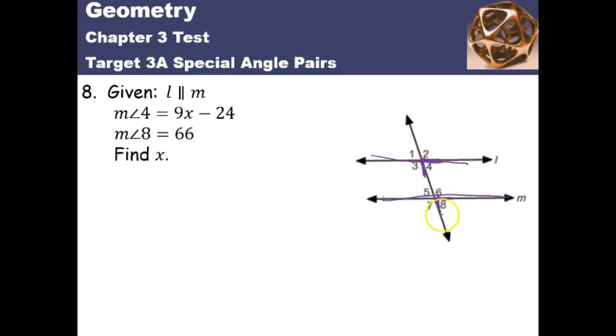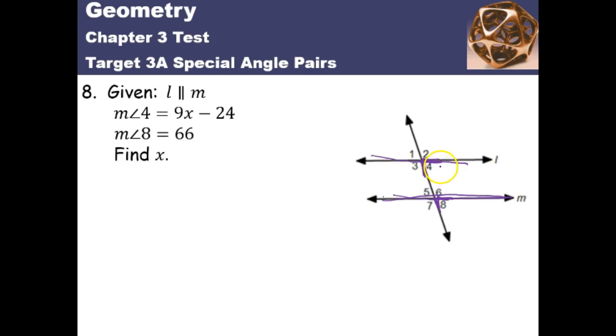So let's look at this. Are 4 and 8 both interior? They're not. 4 is interior, but 8 is outside of these two lines, right? And they're not both exterior because 4 is inside, 8's outside, but 4 is inside. So when that happens, but they're on the same side, then they're probably corresponding. So let's just double check.